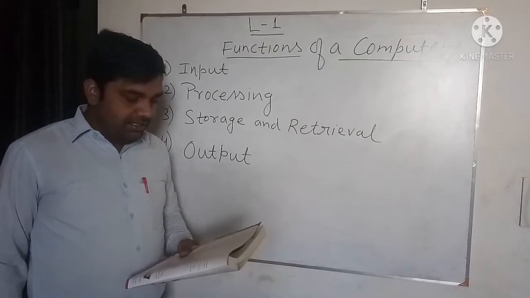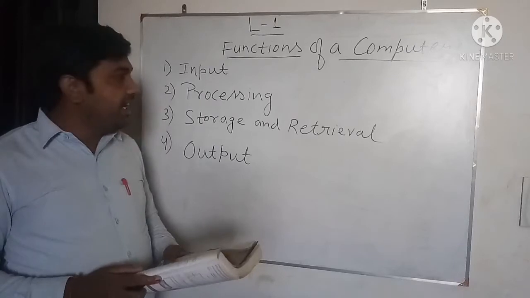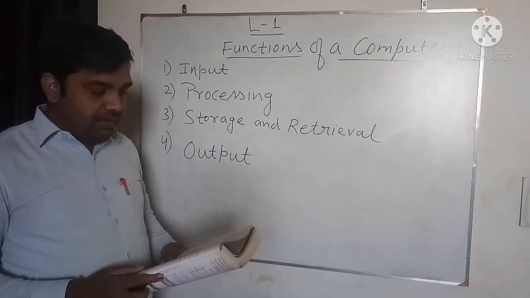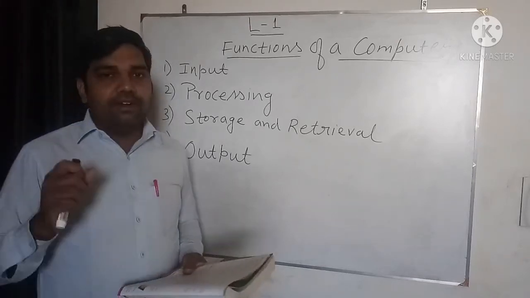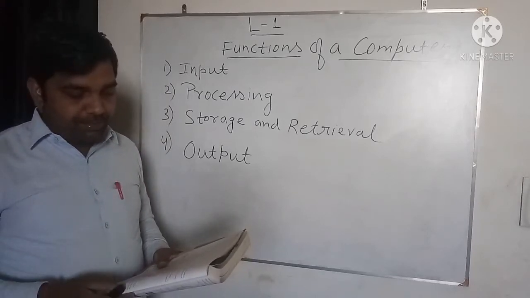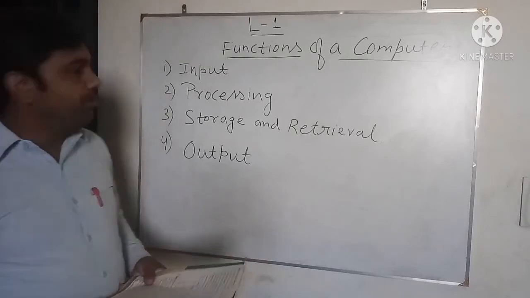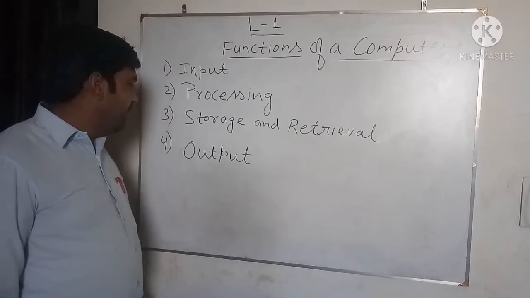Storage and retrieval. Input is stored in the memory of the computer. It can be retrieved, meaning we can access that stored information from the computer whenever we require. Output, the final result, is available to the user either on the monitor as a soft copy or as a printout, which is also called the hard copy. So we can take the result as a printout, which is called the hard copy.